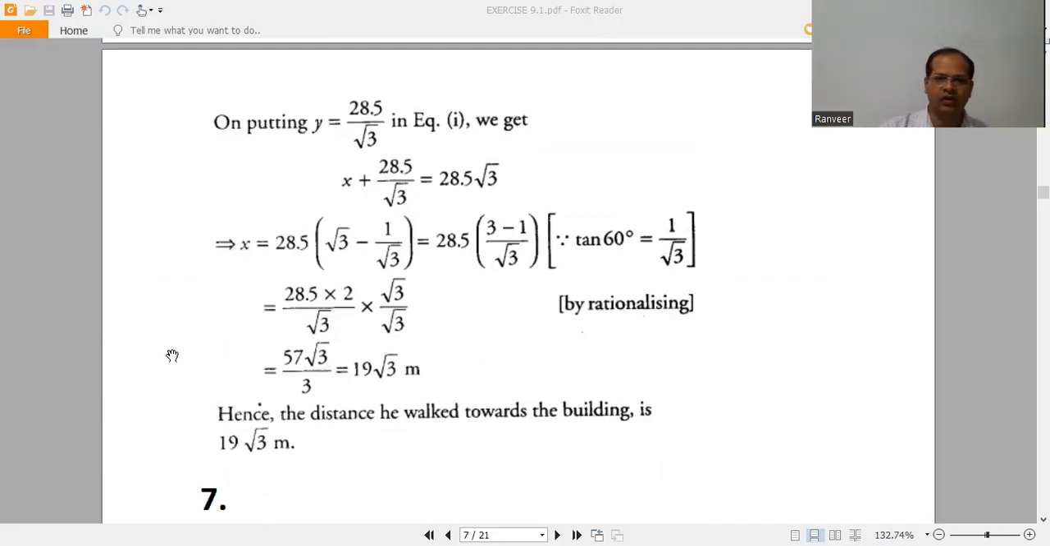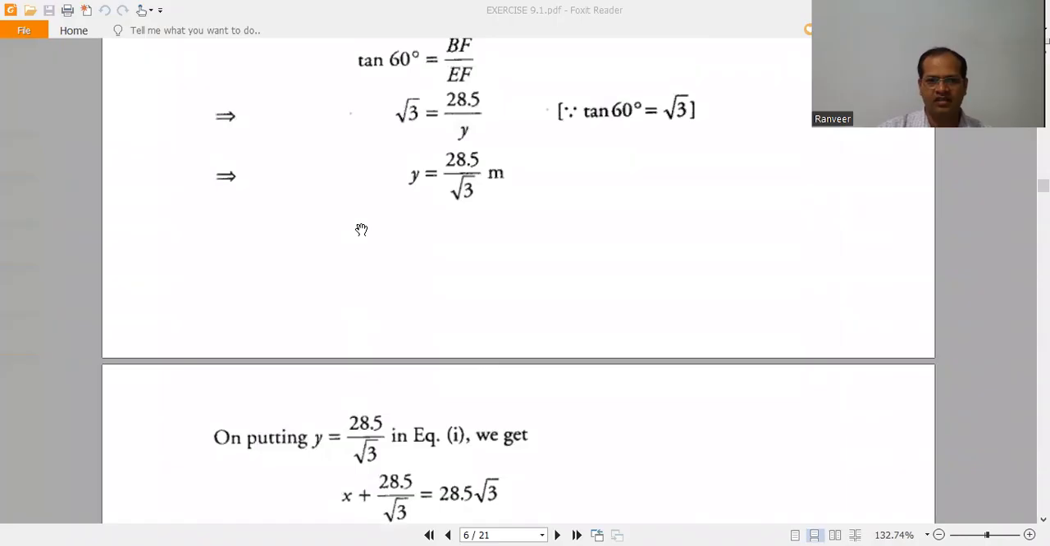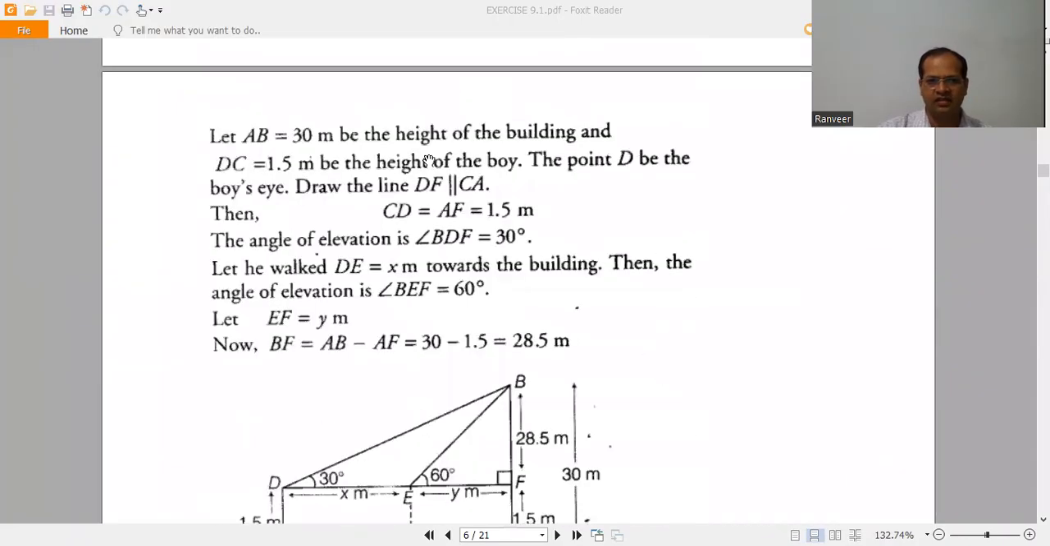And after doing the calculation, the x value is 28.5 root 3, root 3, 1 by root 3. This is a common value. So after solving this, we are getting 19 root 3 meter. Hence, the distance he walked towards the building is 19 root 3 meter. So you can refer to this calculation, and this is the total value of the things we discussed.